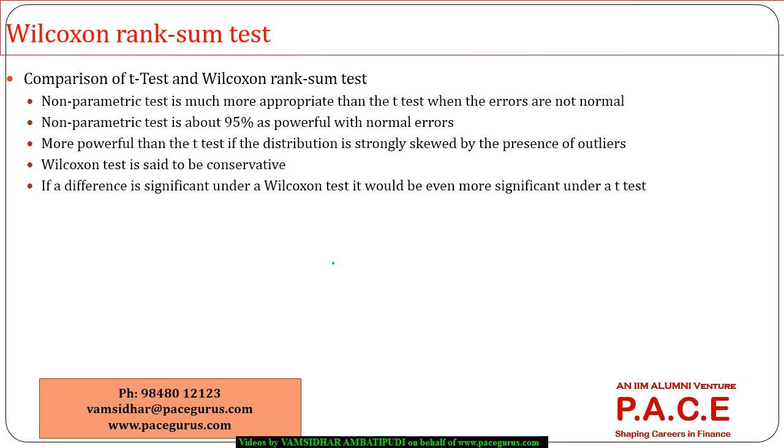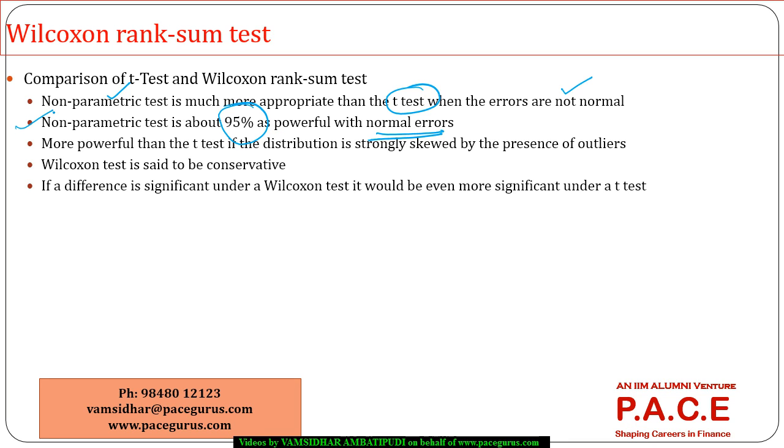So if I have to quickly compare the t-test and the Wilcoxon rank sum test, a few important points. The Wilcoxon rank sum test is a non-parametric test which is much more appropriate than the t-test, especially if my errors are non-normal. If my data is deviating too much from normality, it's better that I employ the Wilcoxon rank sum test rather than relying on the t-test. But one more point to understand is that for any non-parametric test, if my errors are very much normal, my data is fully normally distributed, the non-parametric test is only around 95% as powerful as the t-test.